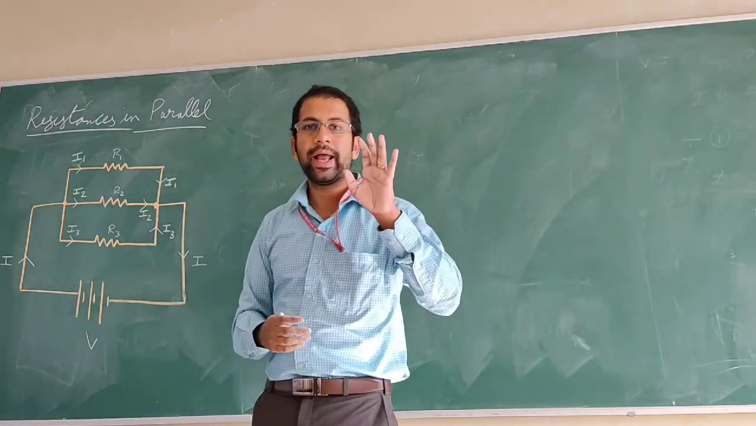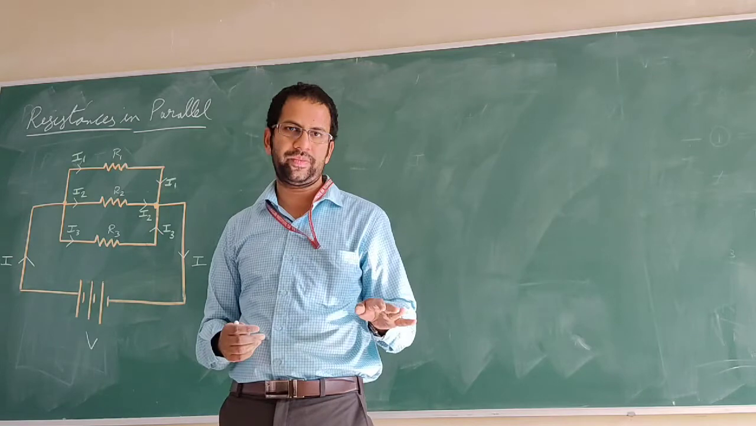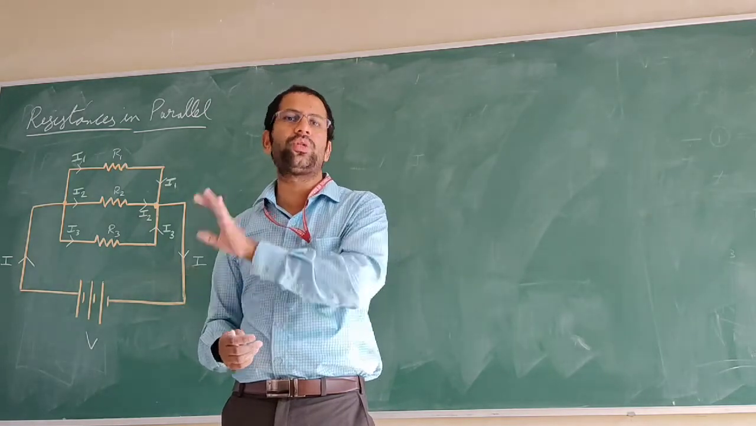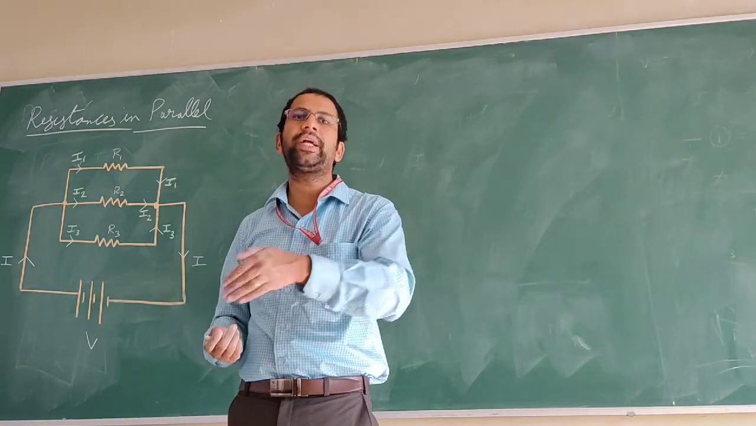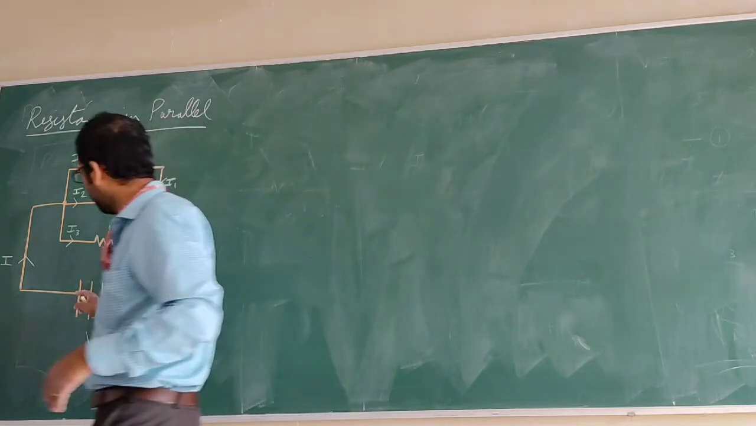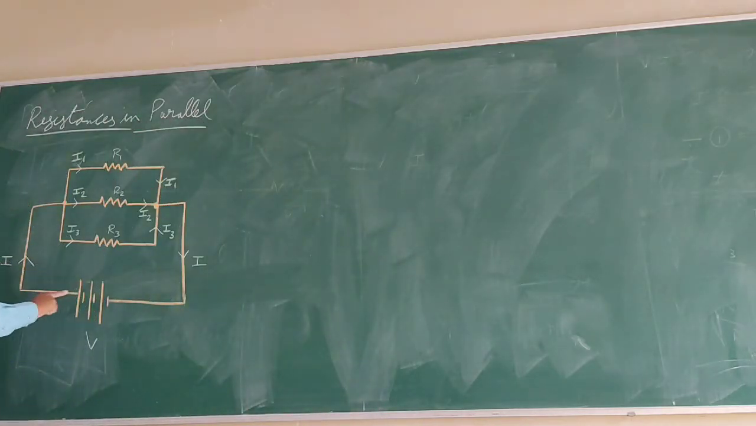Now you should understand that it becomes a closed circuit. In an electrical closed circuit, current flows. You can see current flows, and it takes this path. When it comes to this node, it will find three paths.